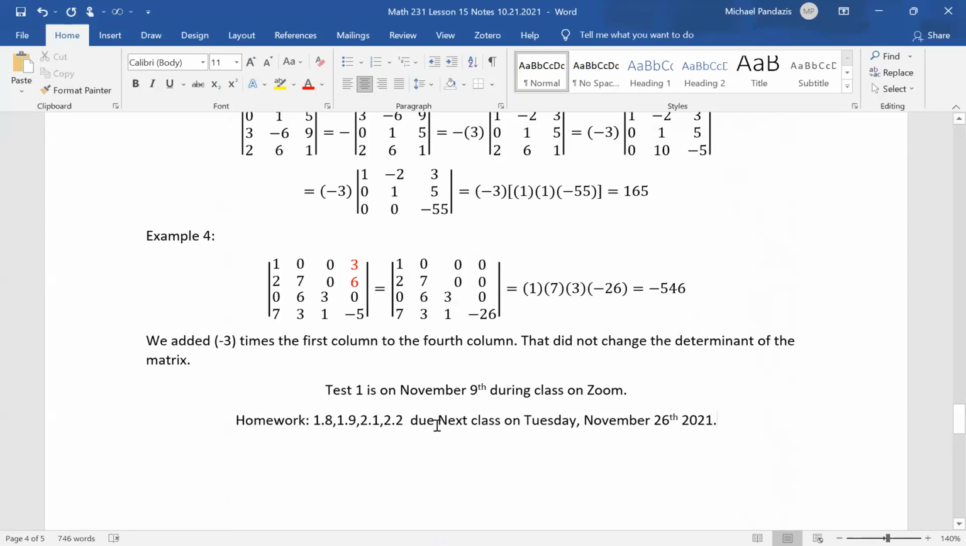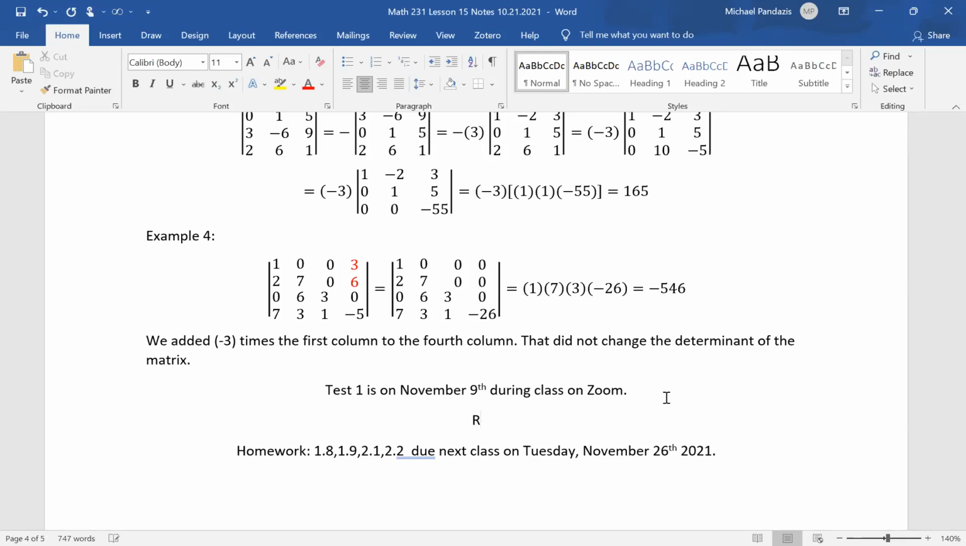Any questions about the homework or the test? Also, test 1 is on November 9th during class on Zoom, and the review for test 1 will be the class before, on November 4th, during class on Zoom. Everything's on Zoom using the same link that we always use. So you'll be using the same link to get to this lesson as you will for the exam.